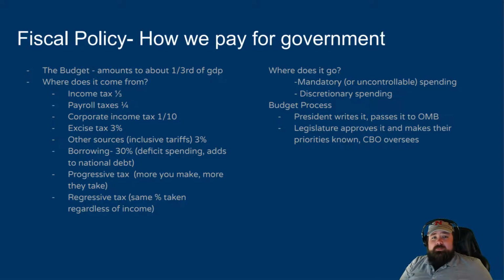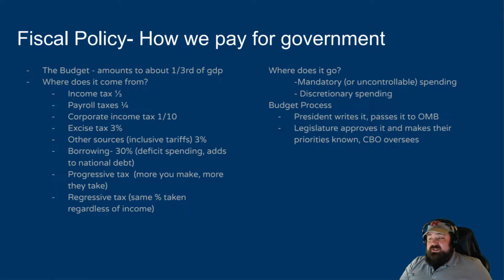Another 25% comes from payroll taxes. Those are the taxes that get withheld, that our businesses have to pay just because they have employees. Another 10%, so that puts us up to right about 60%, comes from corporate income tax. 3% comes from excise taxes, which are usage taxes for various sorts of things. Another 3% comes from what we call other sources, which include tariffs. And that gets us to right about 70%.